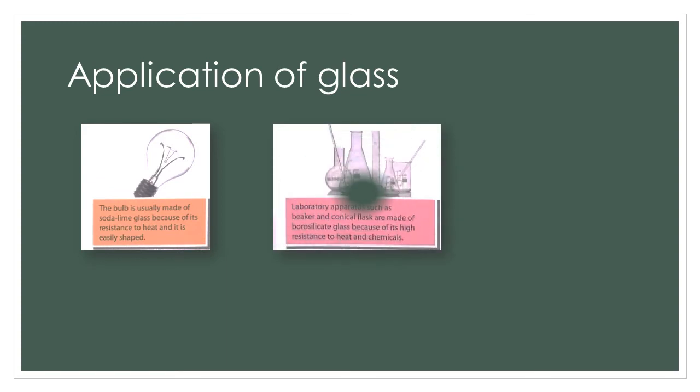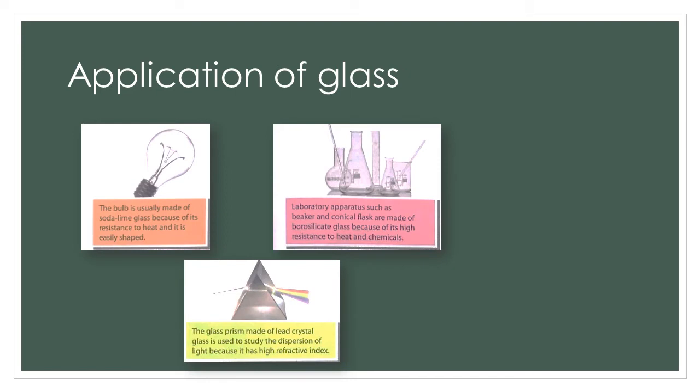Another one is laboratory apparatus such as beakers and conical flasks, which are made from borosilicate glass because of its high resistance to heat and chemicals. So it is made up of borosilicate glass.